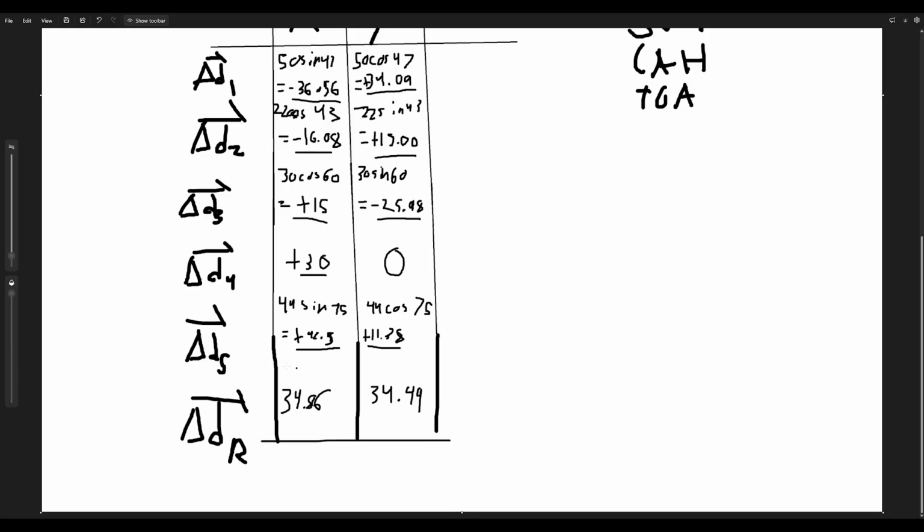Now, what you want to do with these x and y values for the resultant is make your own accurate triangle. For our x and y, we know these are both positive, so this one is going east and this one is going north. Usually I would start with the bigger value, so I'm going to start with the x this time. And all you're going to do is make your own triangle. So you go 34.86 east, and then up 34.49.